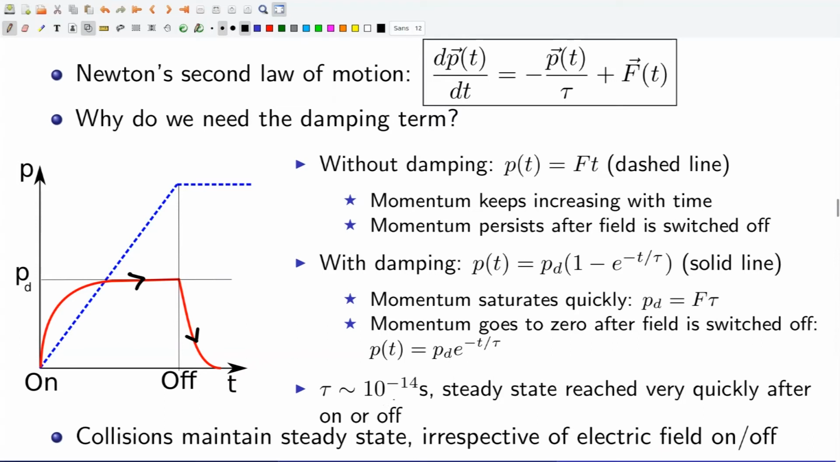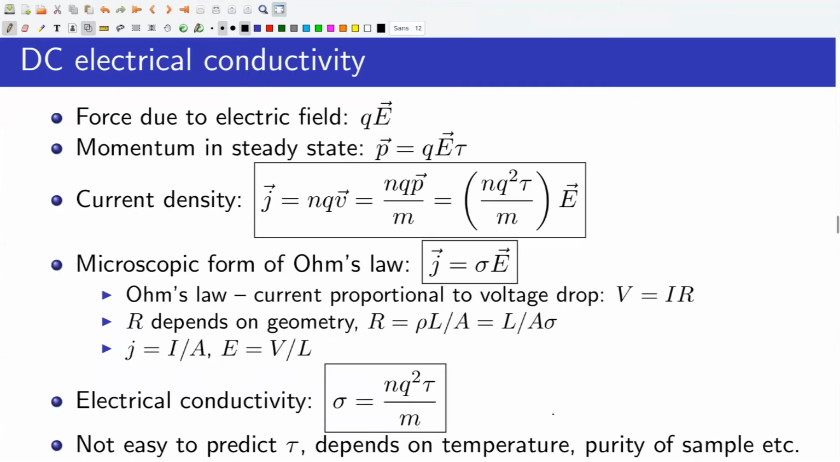Remember that tau originates from the electron-ion collisions, and it helps to maintain the steady state. What do we mean by steady state? dp/dt equal to 0. The rate of change of momentum is 0. So it helps to maintain the steady state both in the presence or absence of the electric field.